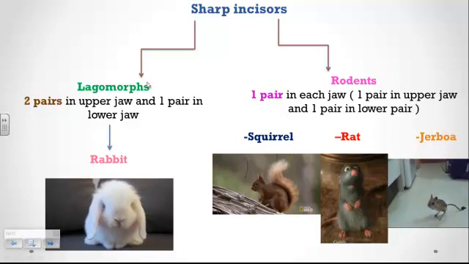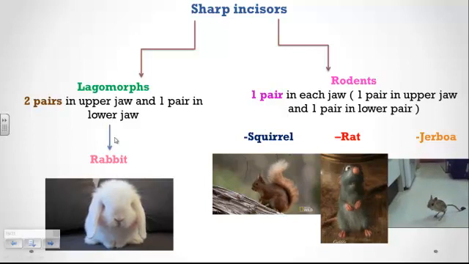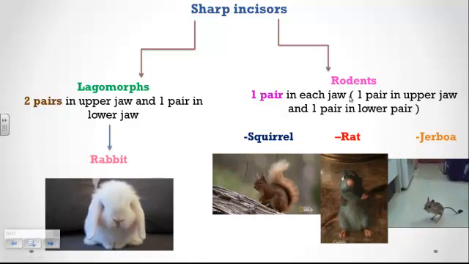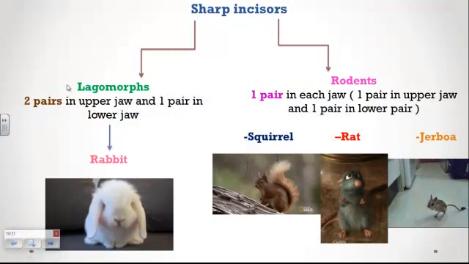On the other side, lagomorphs like rabbit. Rabbit has 2 pairs in the upper jaw, while only one pair in the lower jaw. So again, the difference between rodents and lagomorphs. Rodents have one pair in the upper jaw and one pair in the lower jaw, like squirrel, rat, and gerbil, while the other one, lagomorphs, have two pairs in the upper jaw and one pair in the lower one.